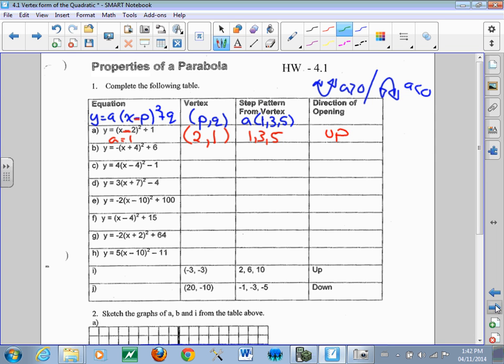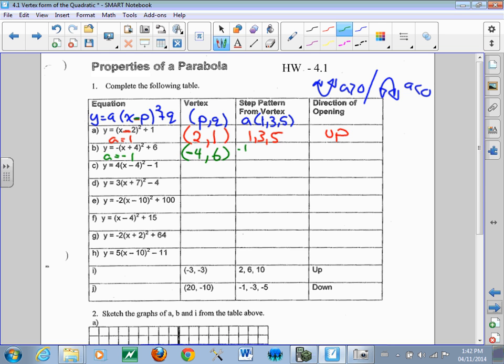Okay, taking a look here, folks, a is what's in front. There's a negative out front, so a equals negative 1. That's going to change your step pattern and your direction of opening. But let's go in order here. Let's deal with our vertex. Please be careful here. It's x minus p in the formula. So in order for a negative to become a positive, the p had to have been negative to begin with. Okay, and then we are going to have q is 6. What does that mean? If we're shifting this around, it means it's going to go to the left 4 and up 6.